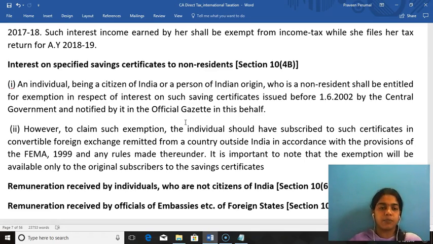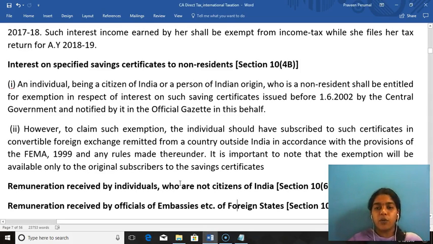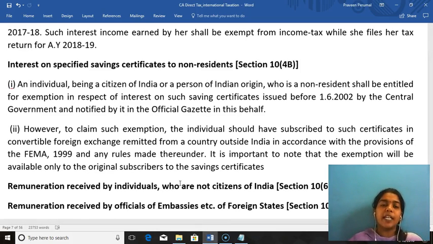What is the treatment? An individual being a citizen of India or person of Indian origin. Note the usage of the word: it uses citizen of India. The person should be a citizen of India or a person of Indian origin who is currently a non-resident, and shall be entitled to the exemption on savings certificates issued before 1/6/2002.